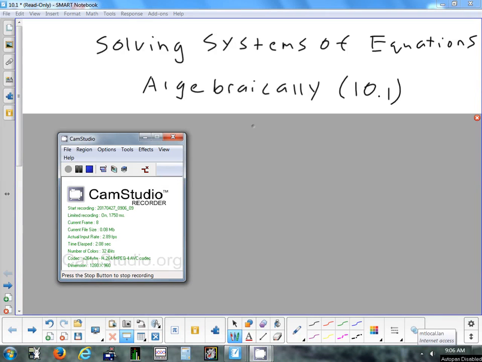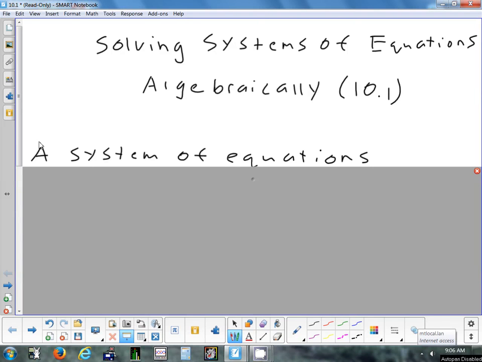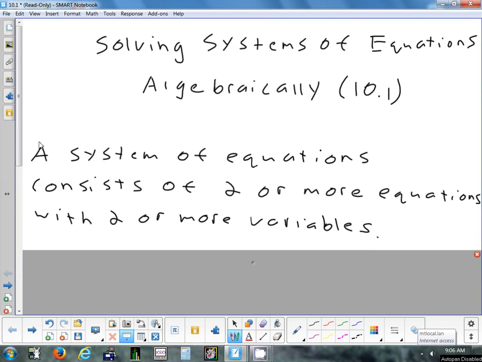Okay, so last section for this week is 10.1, and it's on solving systems of equations. So what's the difference between a system of equations versus just solving an equation? What's a system? There's usually more than one equation, which also means that there's more than one variable. So it's when you have two or more equations with two or more variables.